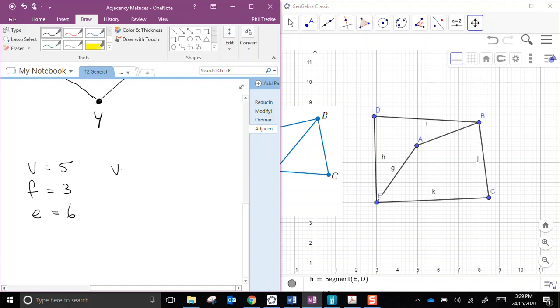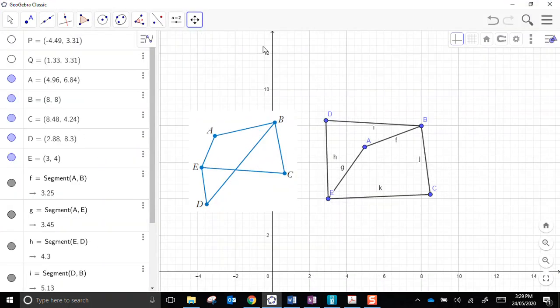Now, if we go V plus F minus E, 5 plus 3 minus 6, that gives us 2. How interesting. Now, let's just try another one.